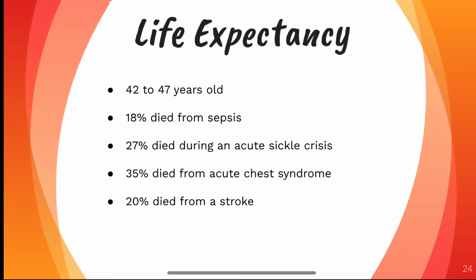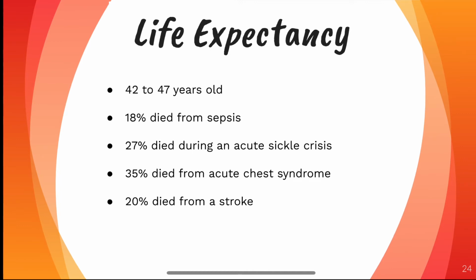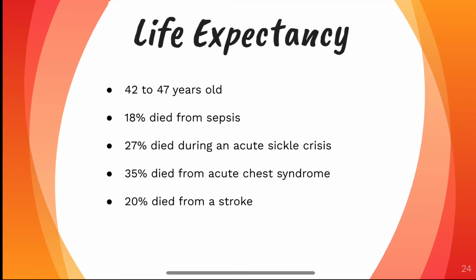Because of the lack of prevention, mortality rates for people with sickle cell anemia are high. The life expectancy for one with this disorder is reduced and is put around 42 to 47 years old. When looking at mortality among adults with sickle cell anemia, 18% died from sepsis, 27% died during an acute sickle crisis, 35% died from acute chest syndrome, and 20% died from stroke. But there are several measures that can be taken to help one live comfortably with the disorder.